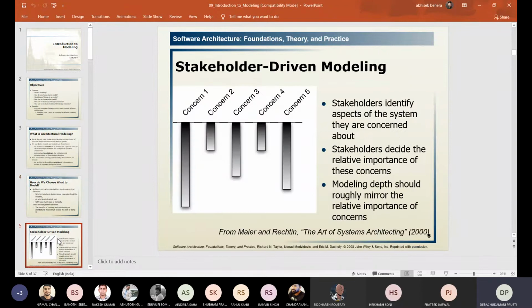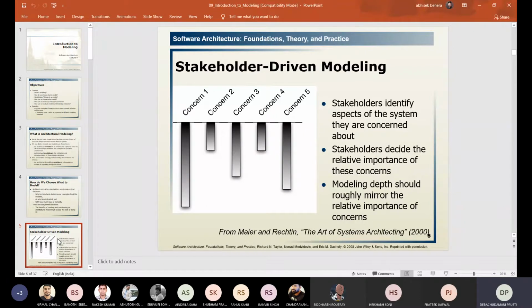Okay, now the stakeholder driven model. Concern 1, concern 2, concern 3, concern 5. And these are from the book Directing the Art of System Architecture. Here the stakeholders identify the aspects of the system they are concerned with. They will just decide what to model in aspect 1, aspect 2, aspect 3, 4 and 5, or concern 1, whatever.